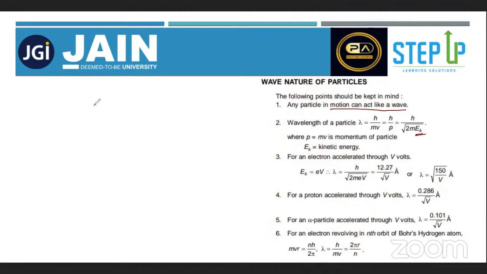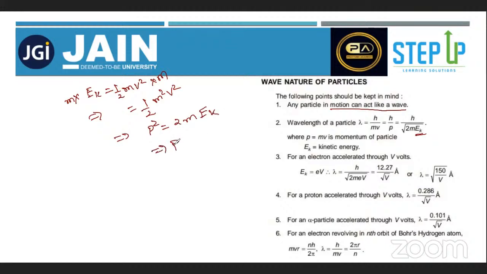Now this E_k is kinetic energy. How do you get this? We know that kinetic energy is half mv square. If I want to convert it into terms of linear momentum, half m square v square is p square, so p square is equal to 2mE_k, and p is root over 2mE_k. So lambda is h by root 2mE_k, where p is equal to mv and E_k is kinetic energy.